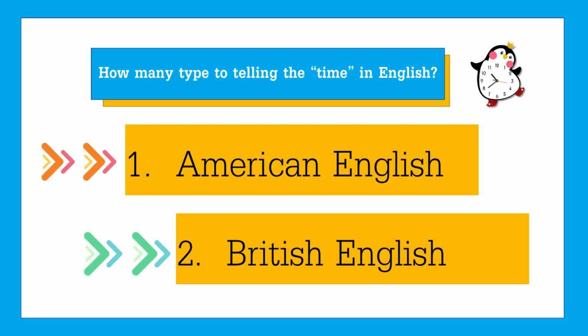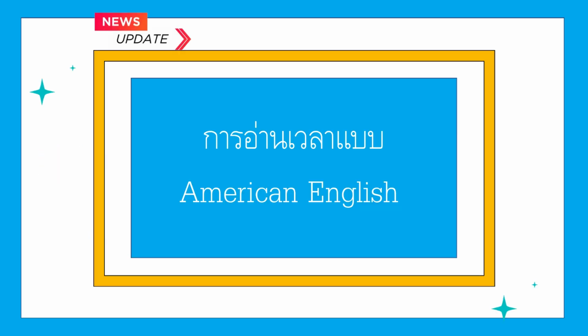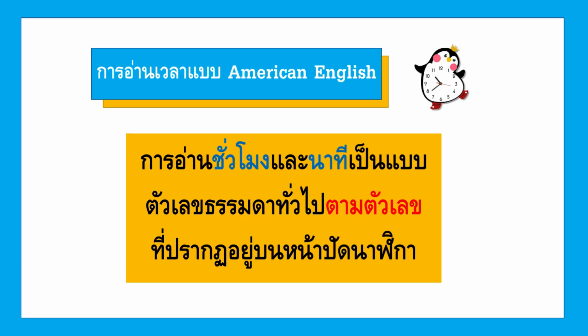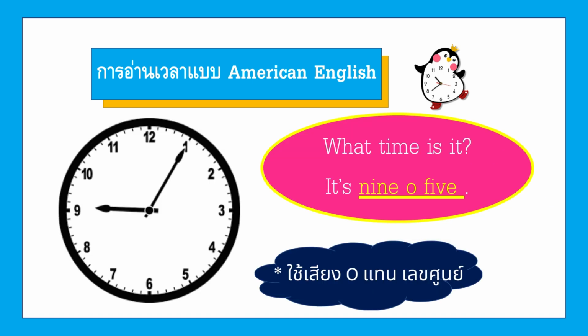There are 2 types of telling time in English. The first is American English, and the second is British English. American English. Reading time. Hours and minutes are read as simple numerals based on numbers that appear on the watch face. Such as, what time is it? It's 10:10. What time is it? It's 9:05. If there is a 0, we can use the sound O instead of 0.